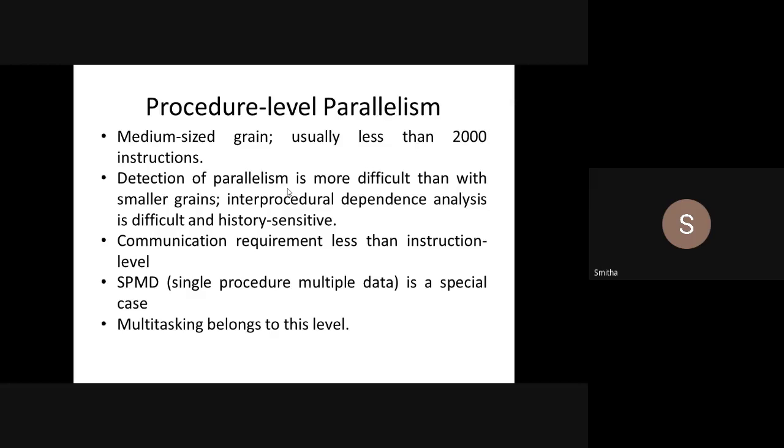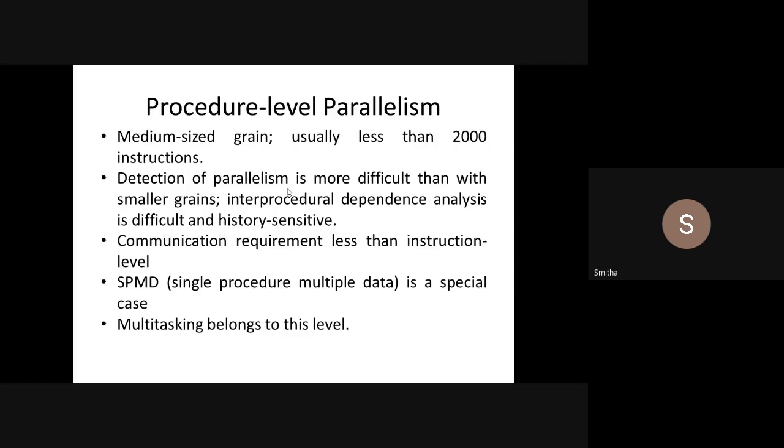Okay, so SPMD, single procedure multiple data, is a special case here. It is like your single instruction multiple data, but here, instead of one instruction, we have a procedure, and in a procedure we will have some number of instructions, less than 2000. So multitasking belongs to this level. If we want to do multitasking programming, then we will go for this level.